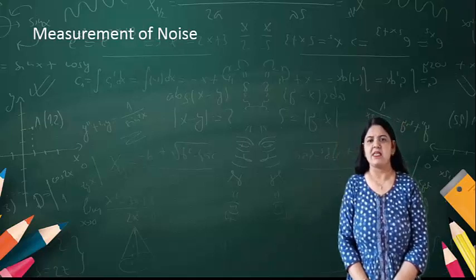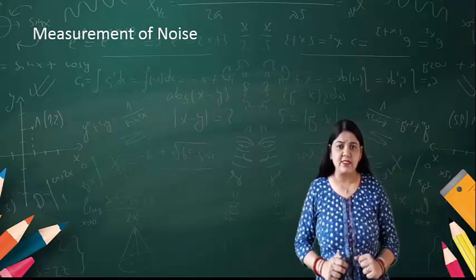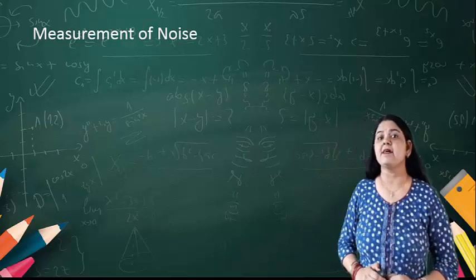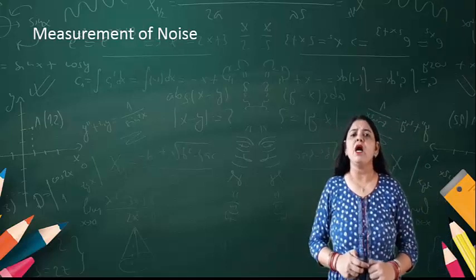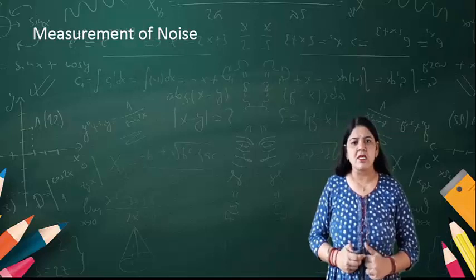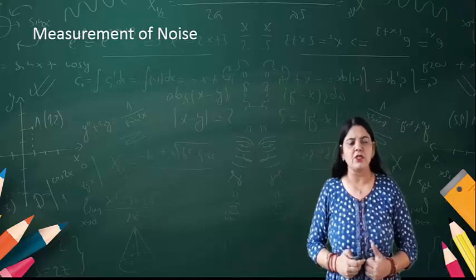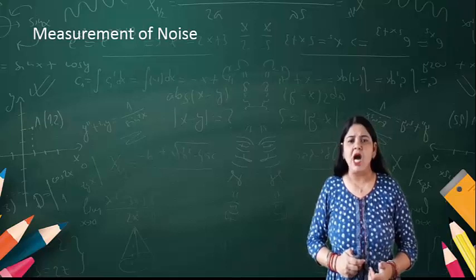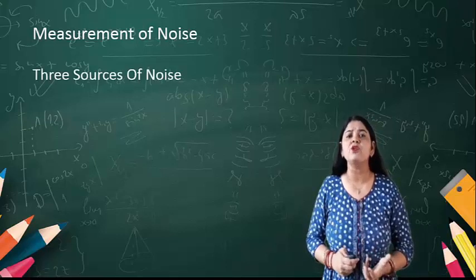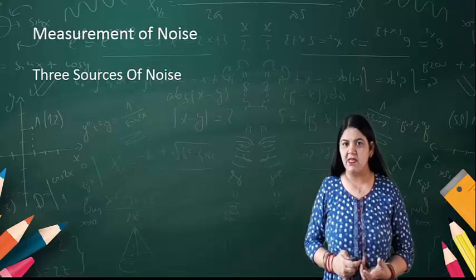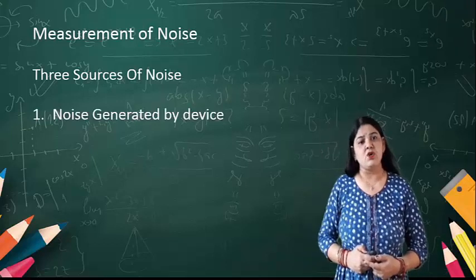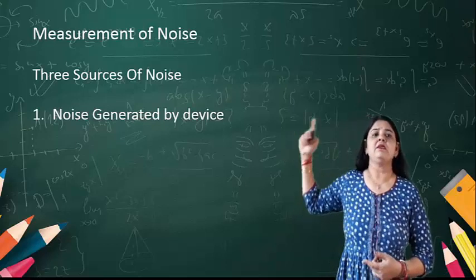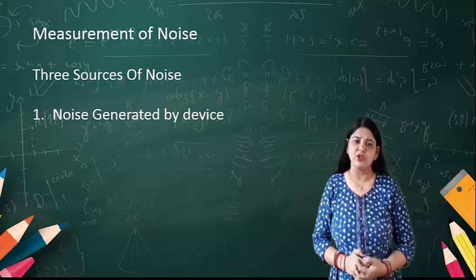Measurement of noise. As you know, noise is an unwanted signal which appears in the signal during propagation and transmission. So how do we measure that amount of noise? As we know, there are numerous sources of noise, but there are mainly three types.